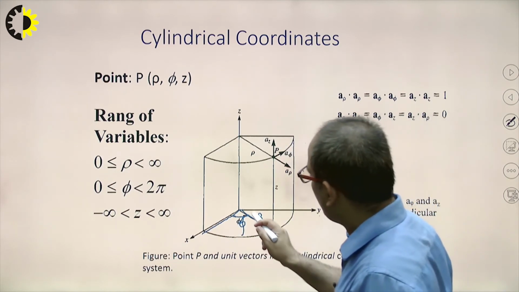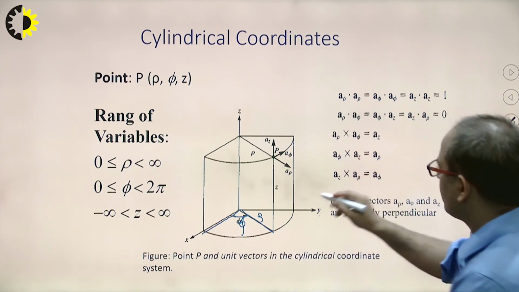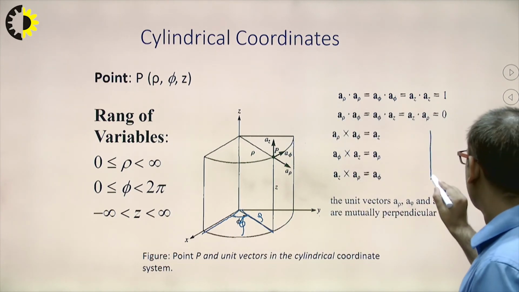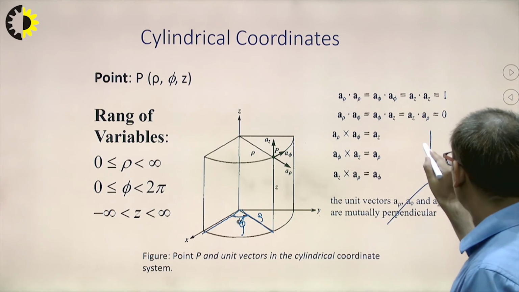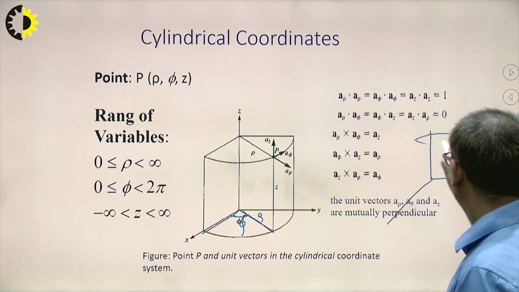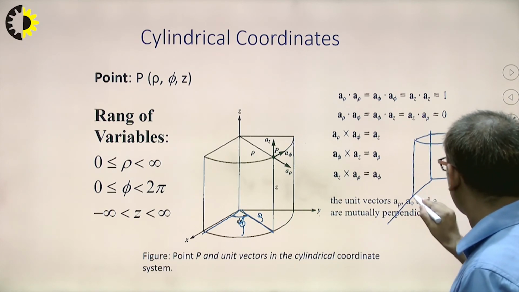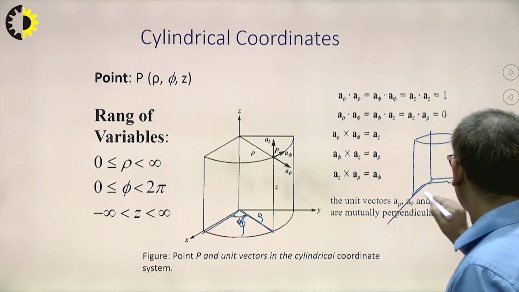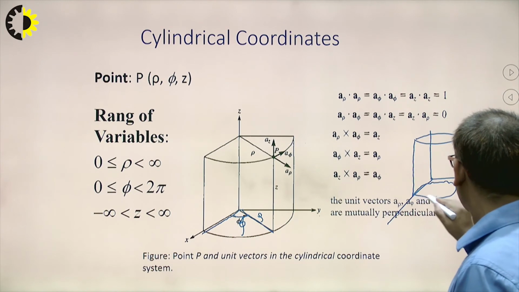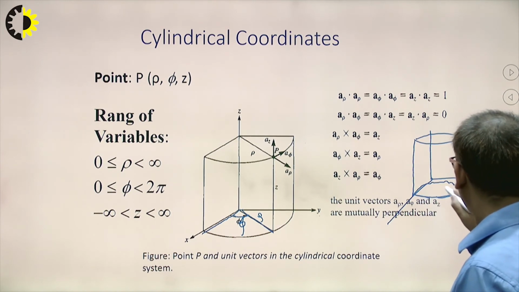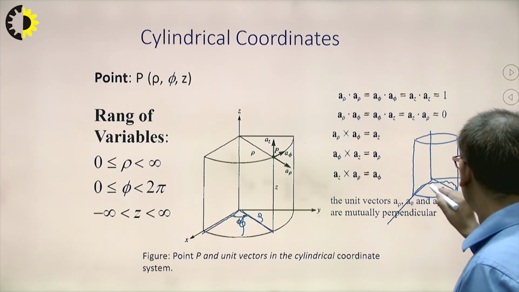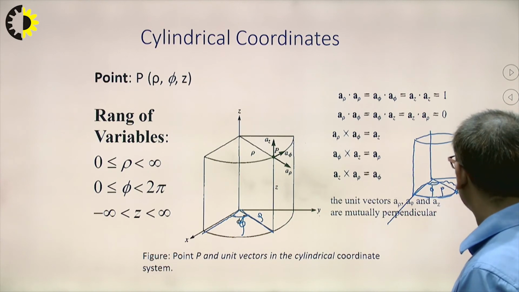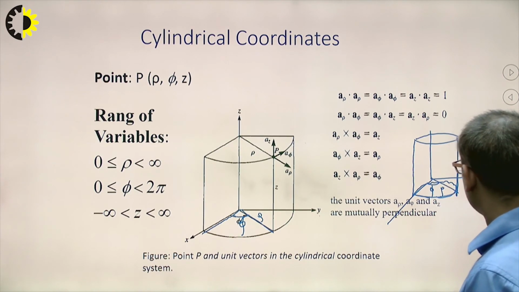So the ultimate figure we will get is this one. This is rho, this is phi, and this one is z.